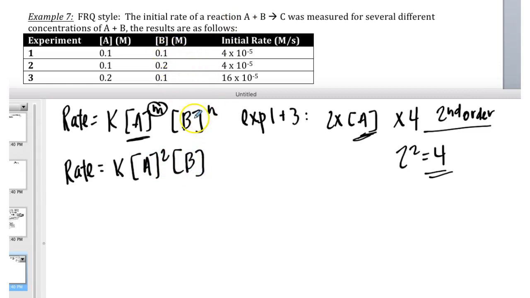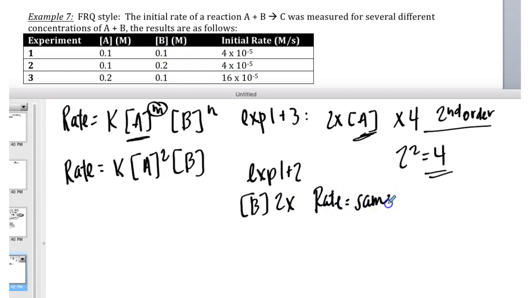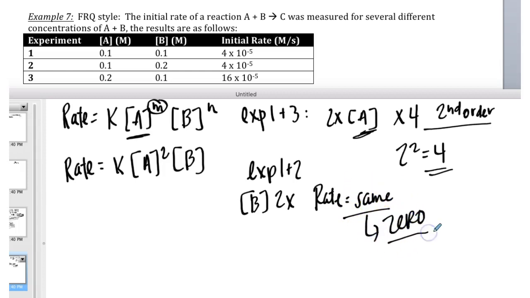So we could use experiment 1 and 2 for B, because look, B here doubles and here it's the same, it's constant. We could use that. So from 1 to 2 it doubles, so B doubles. So as you double B, what happens to the rate? It stays the same. It didn't double, it didn't quadruple, it stayed the same. So that means, according to our rules, that it undergoes a 0 order. So this is going to have a 0.